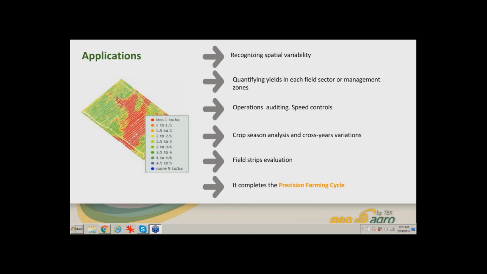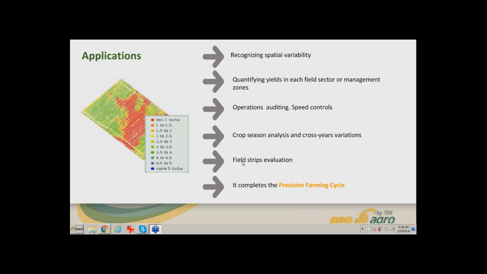You can do more sophisticated, more in-depth analysis between seasons and of the variations between years. So you can see areas with highs that are very stable, areas that are unstable, areas with consistently low yields, and consistently high yields.